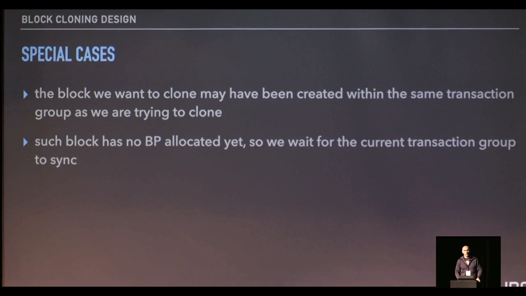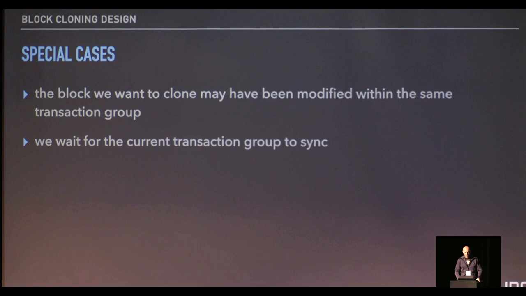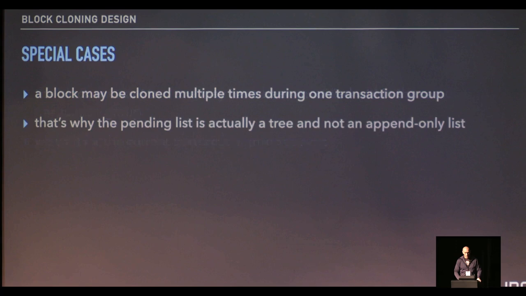Another one, it's pretty similar, is that the block might have been modified in the same transaction group that we are cloning. So again, we just wait for the transaction group to sync. So a block could also be cloned multiple times during one transaction group. So this pending list I was talking about is actually a tree. So we can quickly look up the entry and just bump the counter. So with this pending list, we can tell that, okay, this block was actually cloned 5 times in this transaction group, not only once.